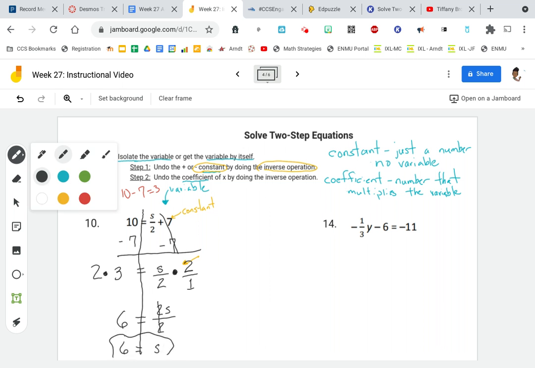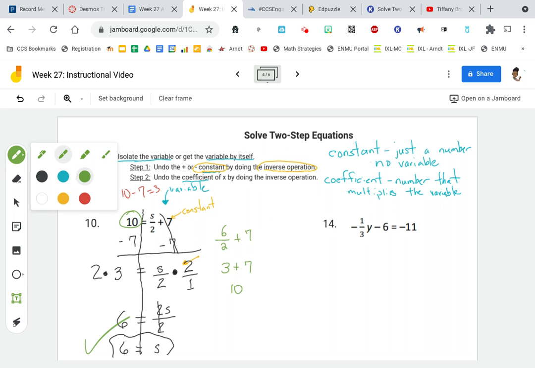Again, if you're unsure, plug that back in. What is 6 divided by 2 plus 7? 6 divided by 2 is 3 plus 7. What's 3 plus 7? That's 10. That's what it's supposed to be. Our answer is correct. Check.